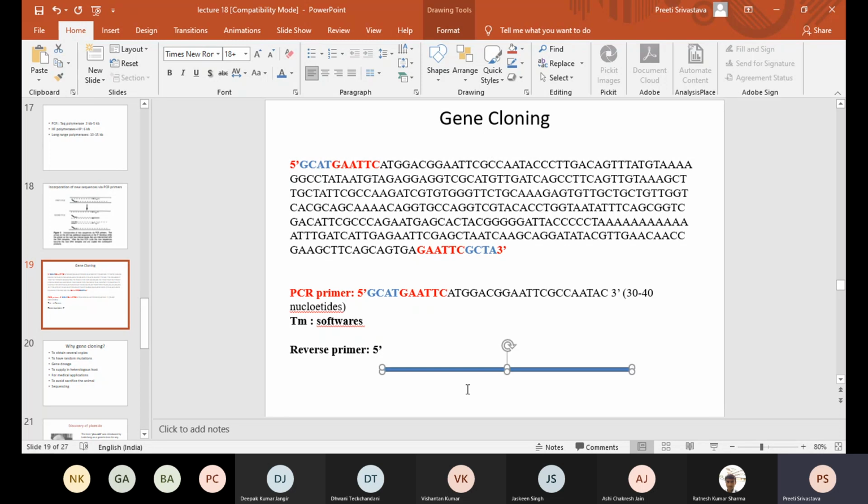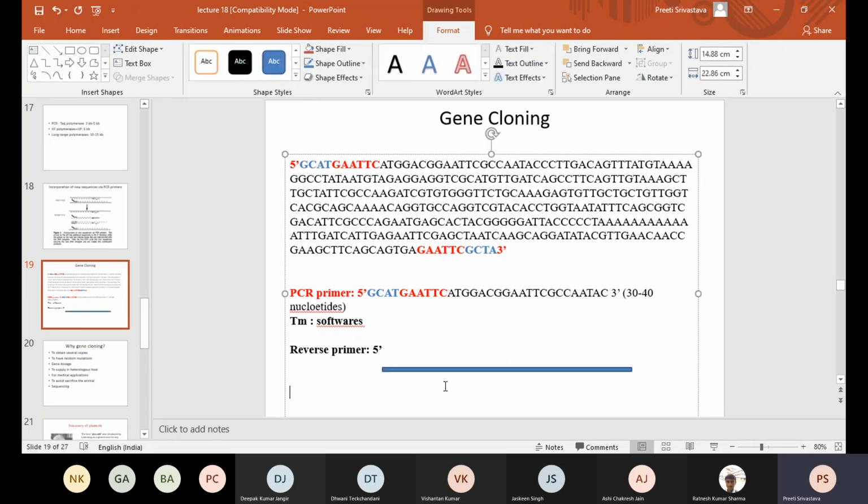Okay. So once you have this amplicon, which is in fairly good concentration, let's say in micrograms, and which has an equivalent site at both the ends, we can subject this amplicon to restriction digestion with EcoR1, and then it can be cloned in a plasmid.